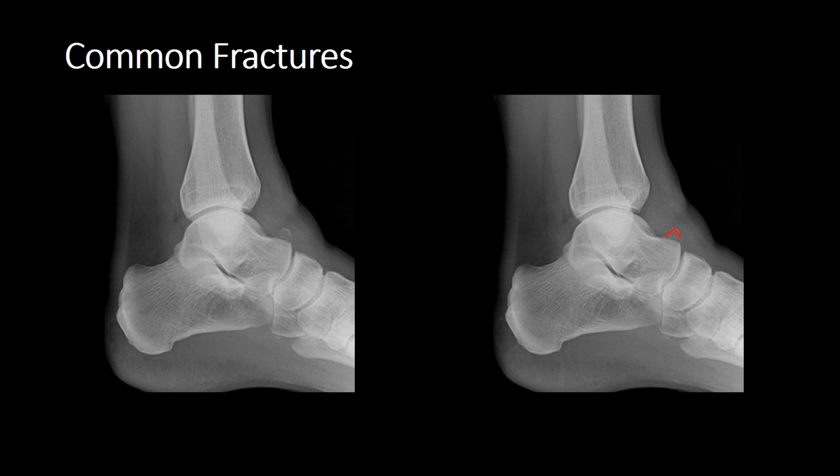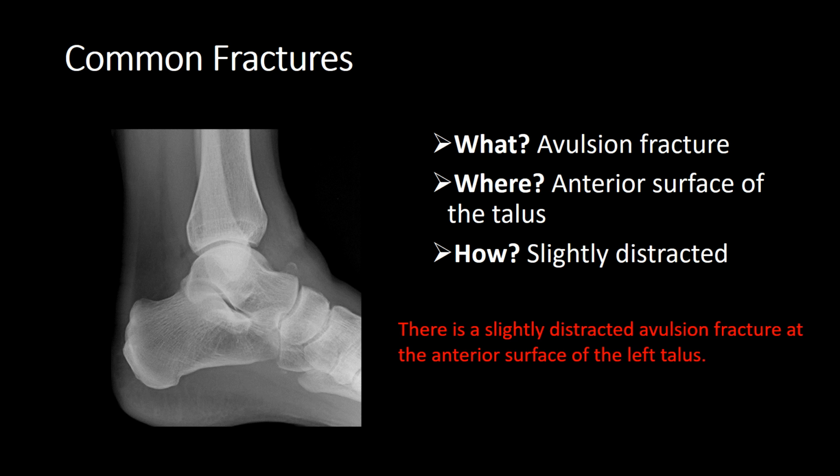Like the navicular, the talus frequently gets tiny avulsion fractures to the anterior cortex. So when you scrutinise your ankle x-ray, make sure that you always check the anterior cortex to see if there are any teeny tiny avulsion fractures. On this particular image, we can see that there's really quite marked soft tissue swelling in association with this fracture. So what is it? It's an avulsion fracture where the anterior surface of the talus is slightly distracted.